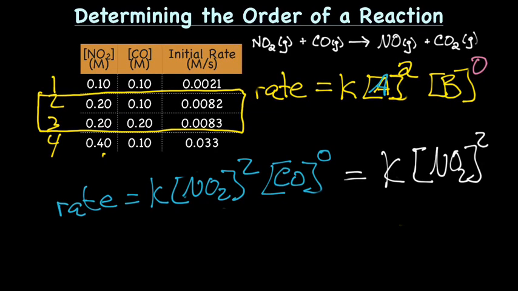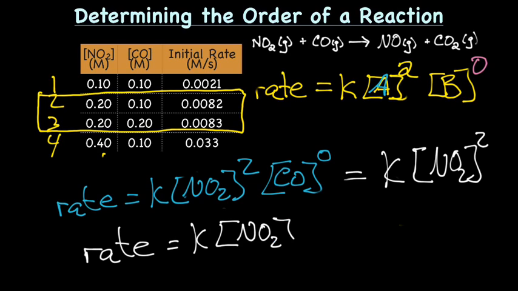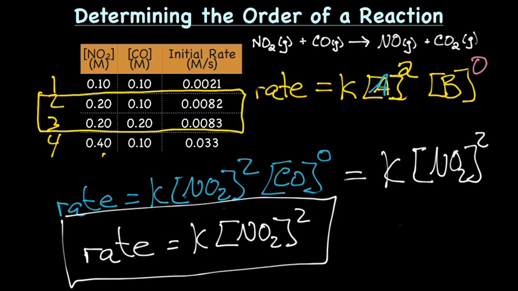And now that you know the rate law for this particular reaction, which is rate equals K concentration of NO2 squared, you could now plug in a rate at a certain point and the concentration of NO2 at a certain point, and solve for K.